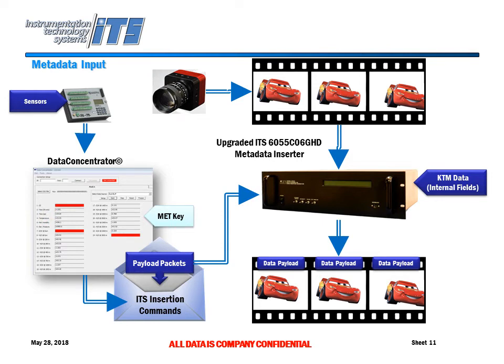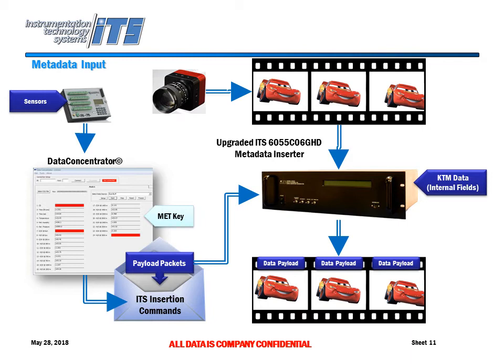When you've done that, the data concentrator can then be instructed to send packets of data at some rate, up to 200 times a second, and wrap those in ITS insertion commands, and they can go into our 6055, our 6980, our 6041, and all of those are video inserters, pass-through devices. And they can also go to our 6520 uncompressed video recorder.